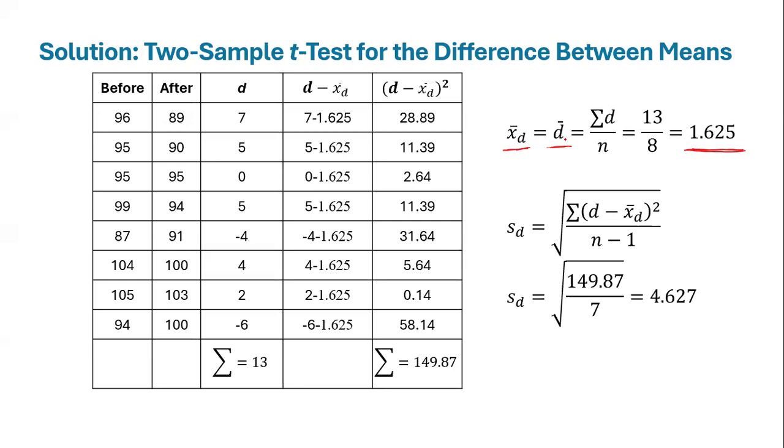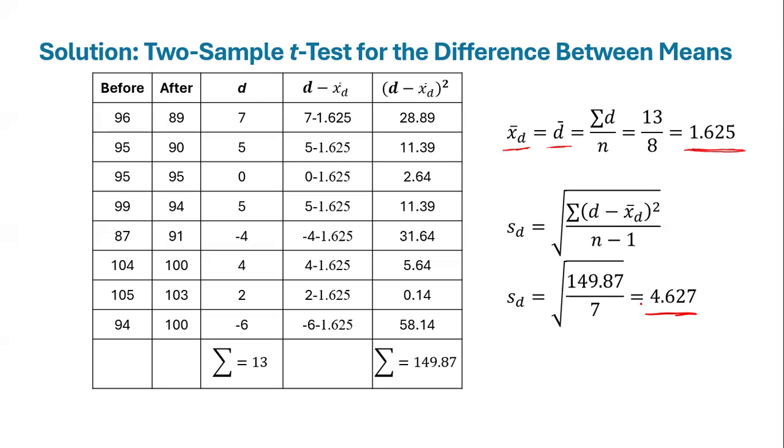And to find the standard deviation, you know that you have to subtract the mean from each of the difference values. With the mean at 1.625, I need to subtract 1.625 from all of the d values, then square those values, add them together, divide by n minus 1, which is 7, and then take the square root. And I get the standard deviation is 4.627.